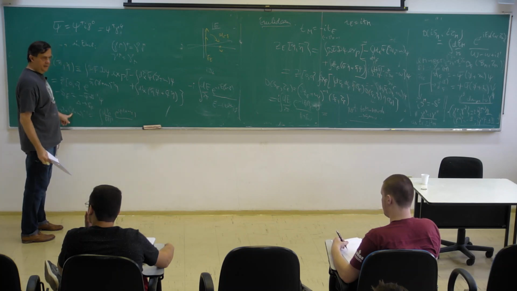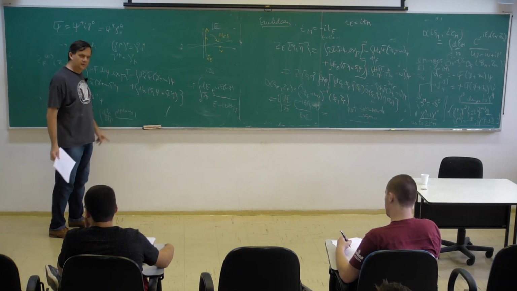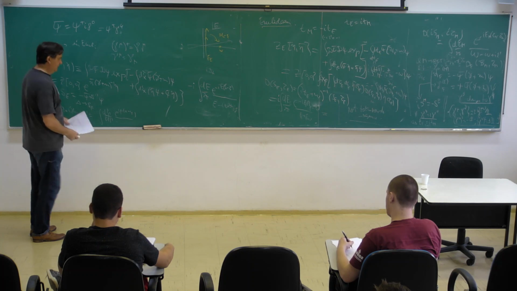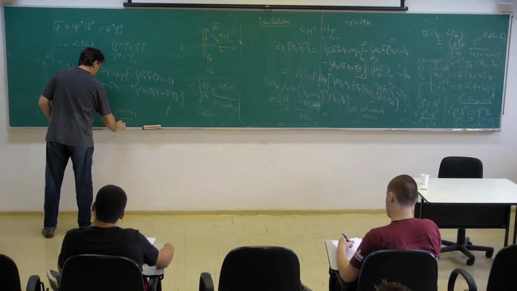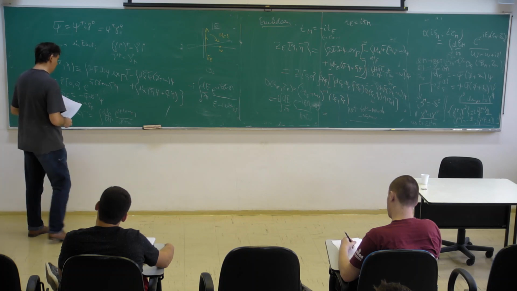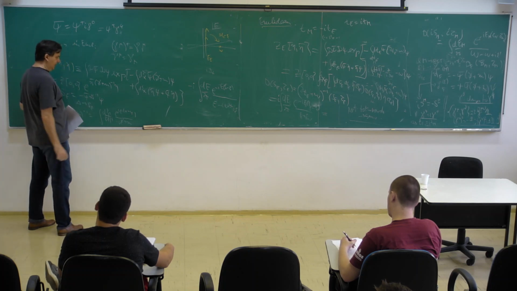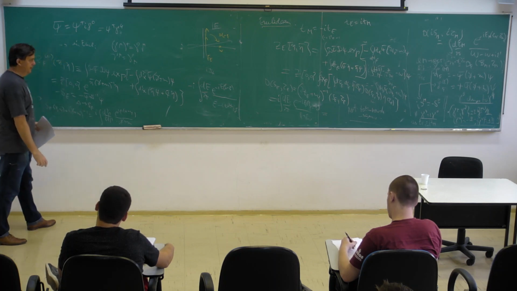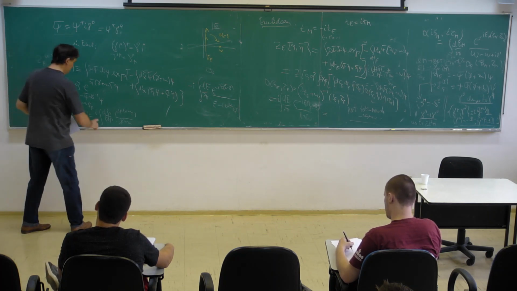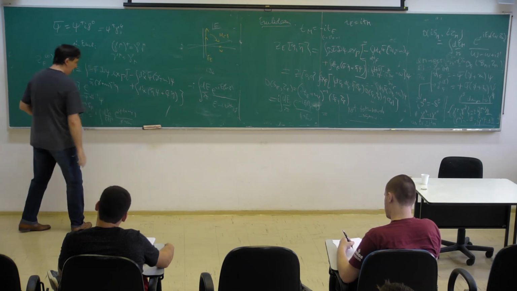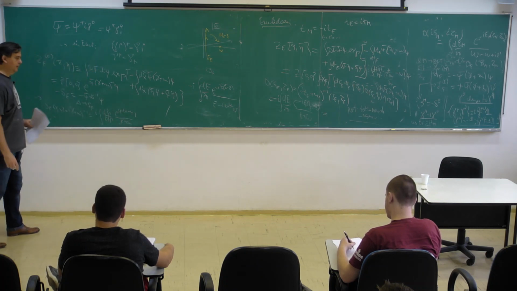So d slash is d mu gamma mu, and d mu acting on this gives i p mu. So this is i p mu gamma mu, or in other words, i p slash plus m. But then I do the same thing as before. I multiply and divide by i. So i here and i here, and i times 1 over i is 1. Okay?